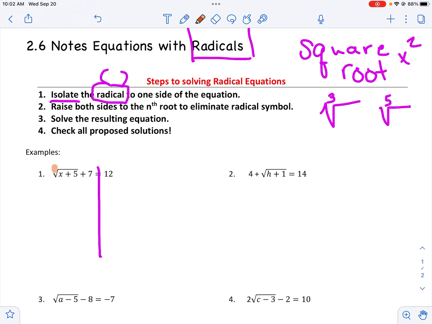So the radical piece is this right here. So I need that to be the only thing on the left side of the equation. And so you can see that there's a plus 7 right there. So we're going to go ahead and subtract 7 from both sides, just like we would if that had been a regular, like, let's say 5x. So we're going to go ahead and do the math. And so we still have the square root of x plus 5, and it equals 5.